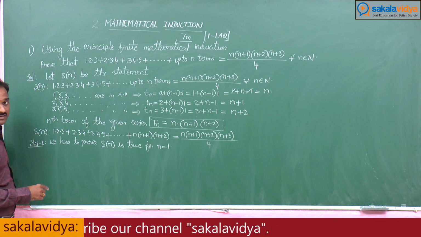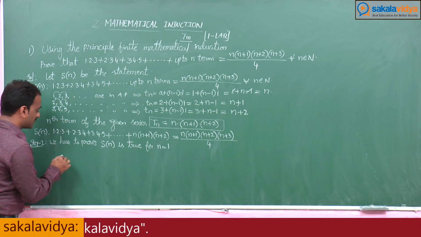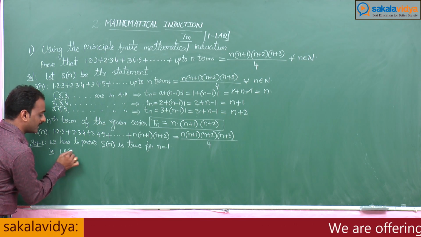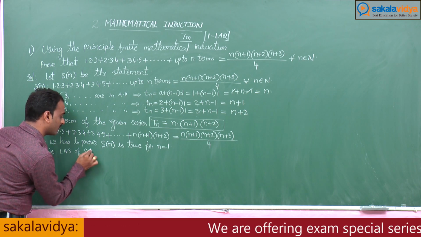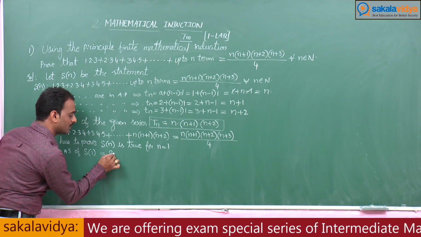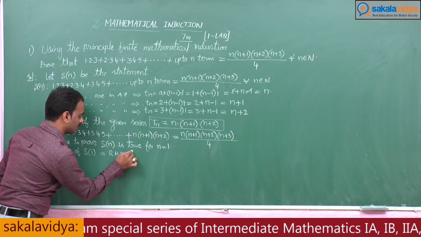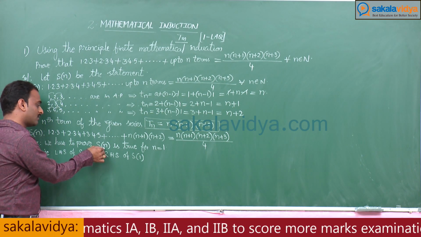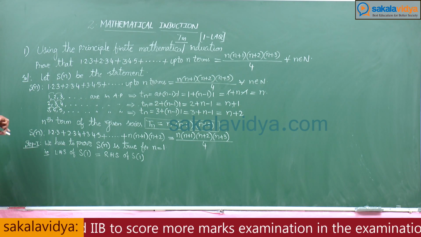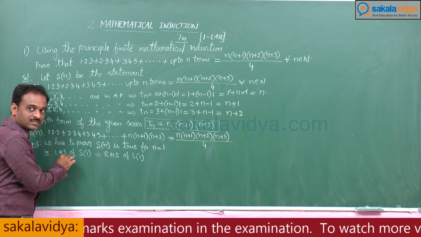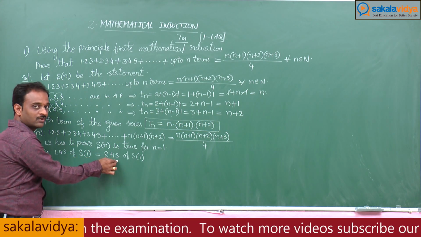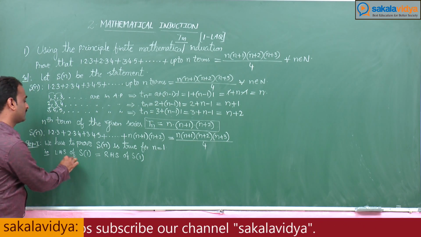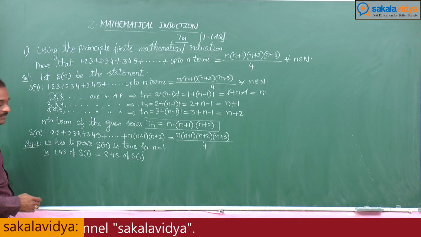సో దట్ ఈస్ నథింగ్ బట్ we have to show LHS of S of 1 is equal to RHS of S of 1. n is equals 1 కి S of n అనేది నిజం అవుతుంది అని చెప్పడానికి మనం ప్రూవ్ చేయవలసింది LHS of S of 1 is equal to RHS of S of 1. These two values must be equal. ఈ two values కూడా equal గా ఉండాలి.